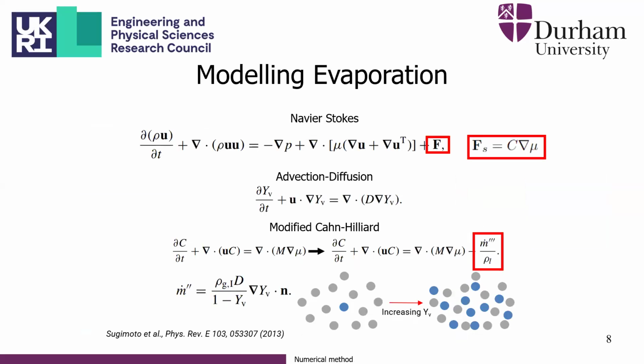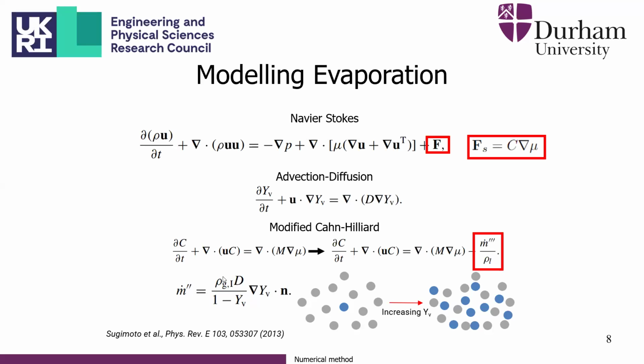Okay, now I will briefly talk about the method that we're using. We have a Navier-Stokes equation, but with a body force included, which represents the surface tension, and this depends on a chemical potential. I'll explain that later. Then we have an advection diffusion equation for the concentration of the vapor within the gas phase, which is what this YV is calculating. And then we have a Cahn-Hilliard equation for the phase separation with an extra source term, which is what this mass sink term is. This allows the exchange of mass between each of the different fluids.